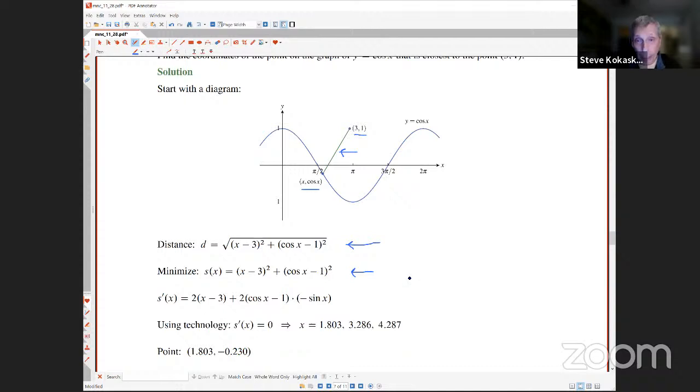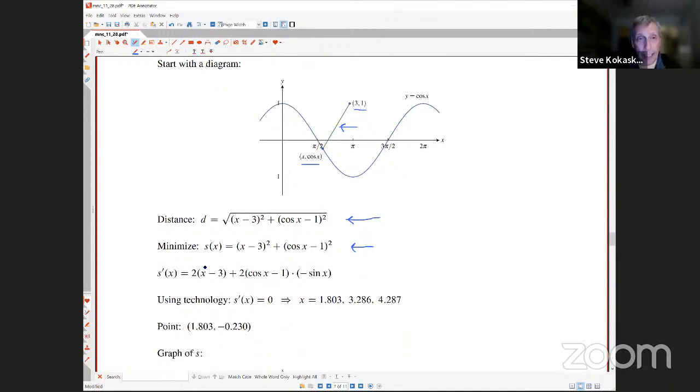Well, this is certainly going to turn out to be a technology-active problem. I'm going to take the derivative here, term by term, and I've got to use the chain rule. 2 times x minus 3 to the first power times the derivative of what's inside, which is just 1. Then 2 times cosine of x minus 1 to the first power, and the derivative of the inner function this time is minus the sine of x. Now, I don't think I can solve that one analytically, so I went to technology to try to find places where the first derivative is equal to 0.